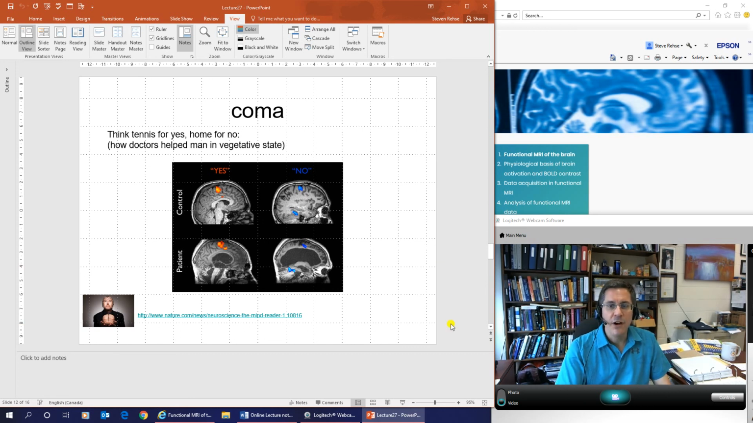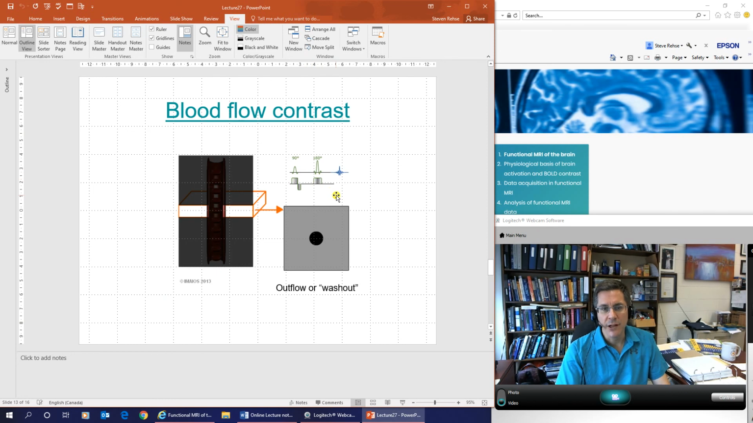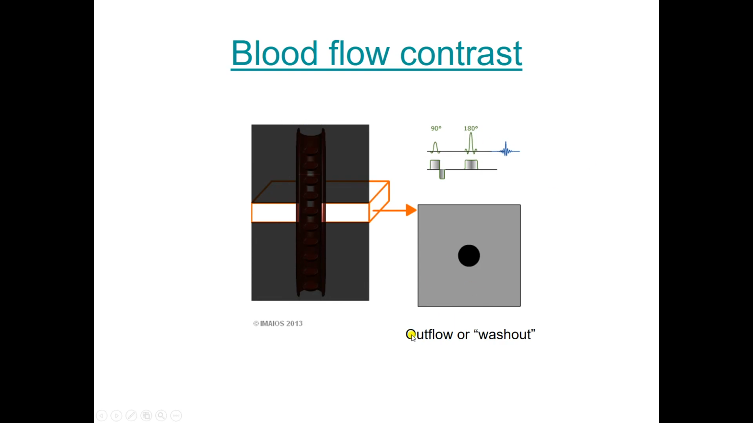All right, so that's functional MR. Let's talk about blood flow contrast. We talked about the different ways that blood can be used as a contrast agent. One of the ways is going to be outflow or washout. I'm going to show you this animation, but let me explain the animation that's coming first.